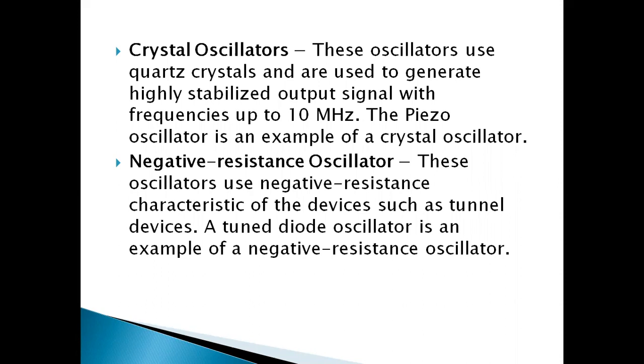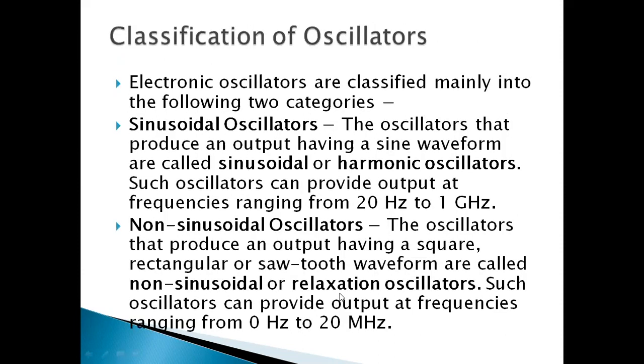In those types of oscillators, the V and I characteristics are opposite to each other. We know the negative resistance of the tunnel device. So if our oscillator exhibits that type of negative resistance characteristic, those oscillators are known as negative resistance oscillators. A tuned diode oscillator is an example for the negative resistance oscillator. So these are all the types or classifications of oscillator.